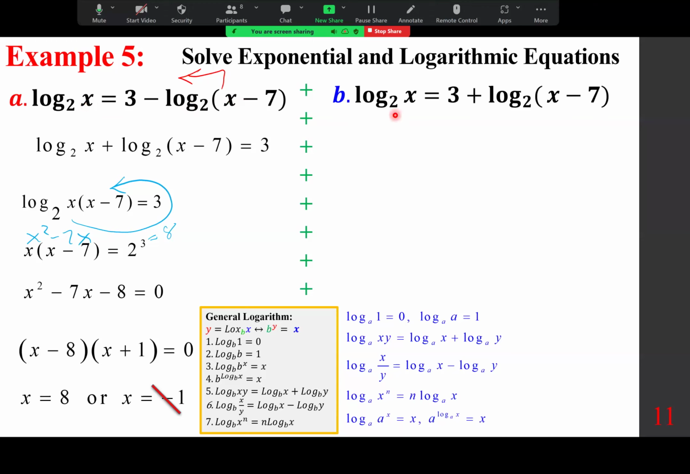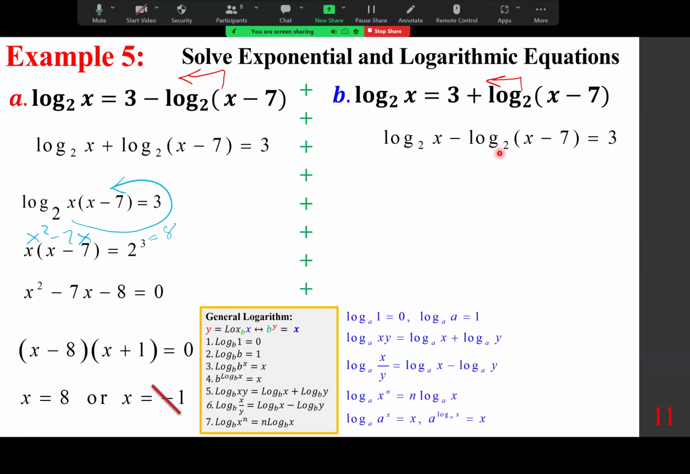Log base 2 of x equals 3 plus log base 2 of x minus 7. Similar to that, and we do exactly the same thing. We move this one here, and we're going to move this one to the left as well. So move it. Becomes negative.